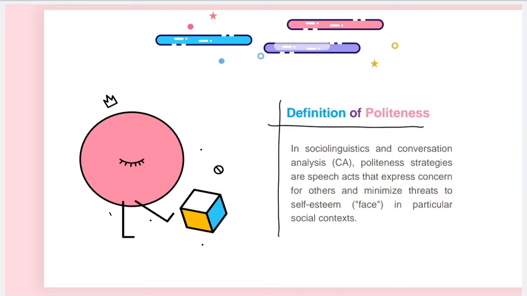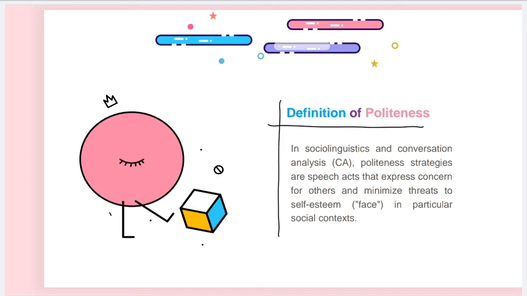Okay, next, definition of politeness. In sociolinguistics and conversation analysis, or CA, politeness strategies are speech acts that express concern for others and minimize threats to self-esteem or face in particular social contexts.